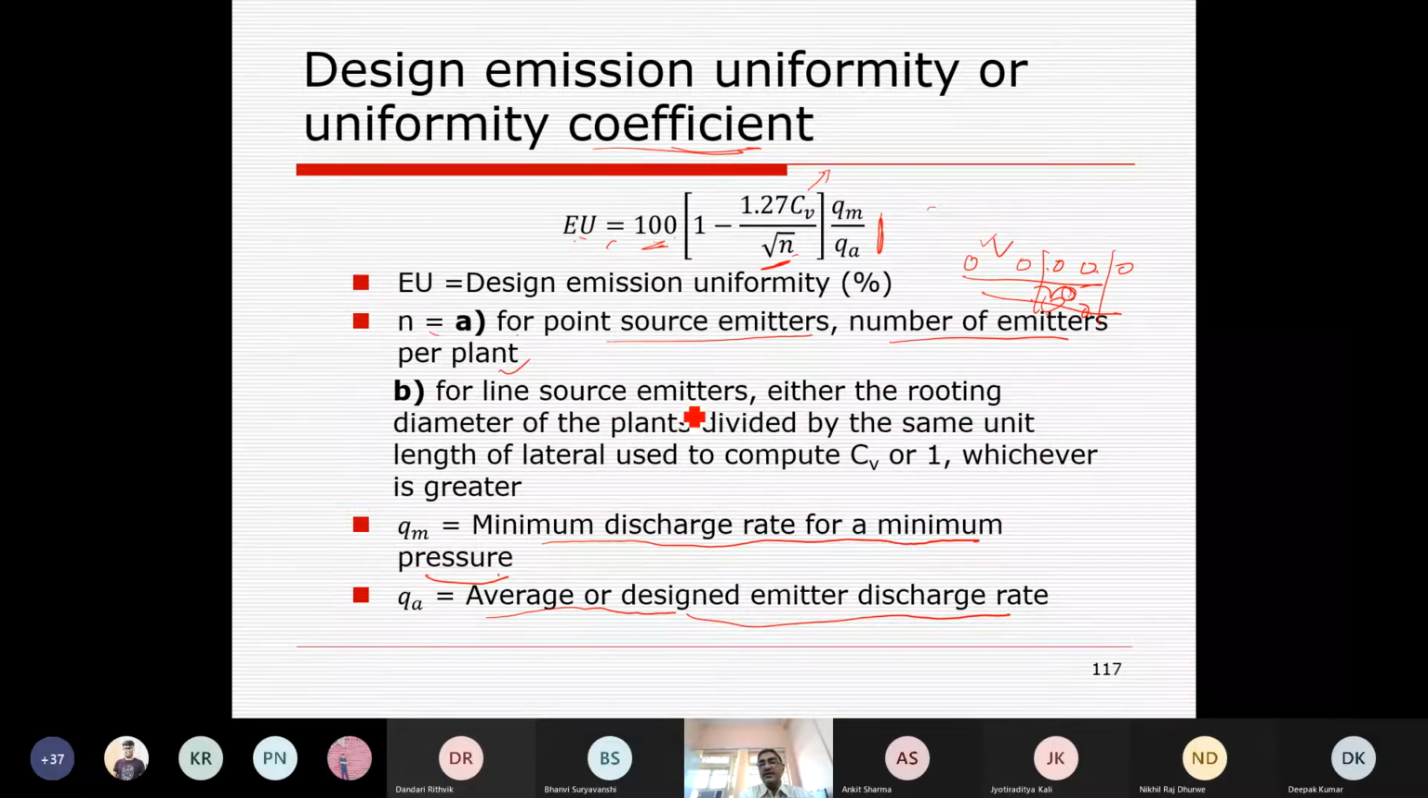But if we are putting a line source emitter, then either the rooting diameter of the plant, or the rooting diameter of the plants divided by the same unit length of lateral used to compute CV, meaning how much length of this online emitter we have used to compute the CV. Just like here 1, 2, 3, 4. So it is online, so we need to find out how much length we have taken to compute the CV, or simply it is taken as 1. In this way, whichever is greater we take to find the value of n, the condition for the uniformity coefficient of a drip irrigation system.